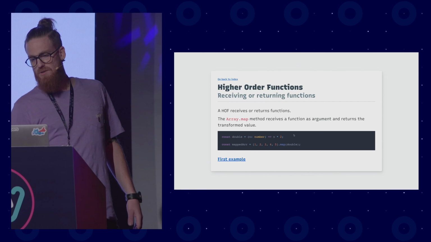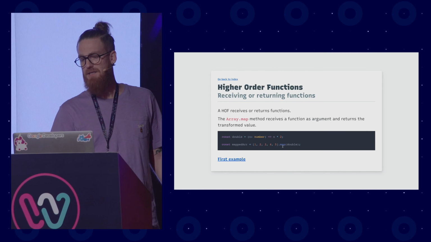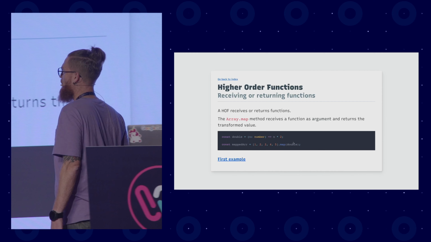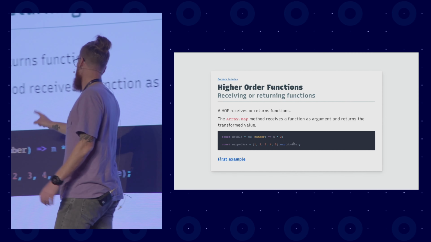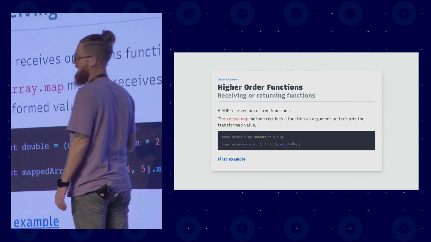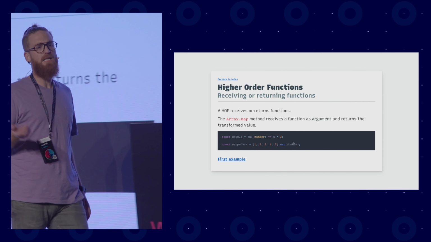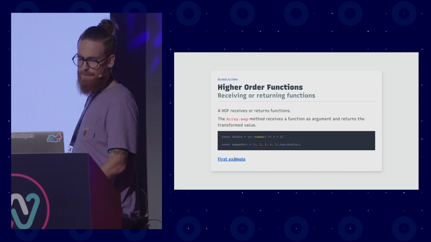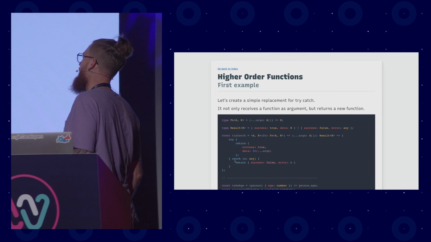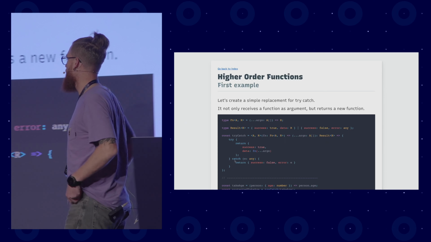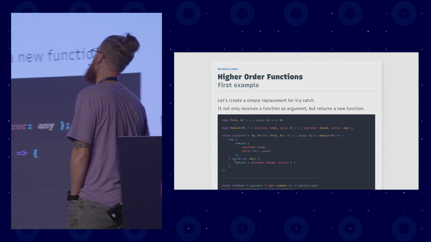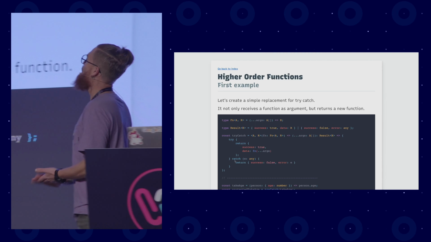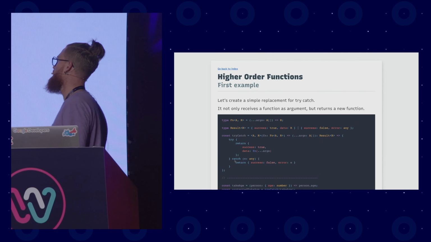If we use the map method from an array, that's a higher order function. It receives an argument, which is a function. In this function, the argument is the item which is passed, and the return is the transformation we want to run. OK, an example we could write, this is only for learning purposes. Please don't do that. We are going to create a simple replacement for try catch.